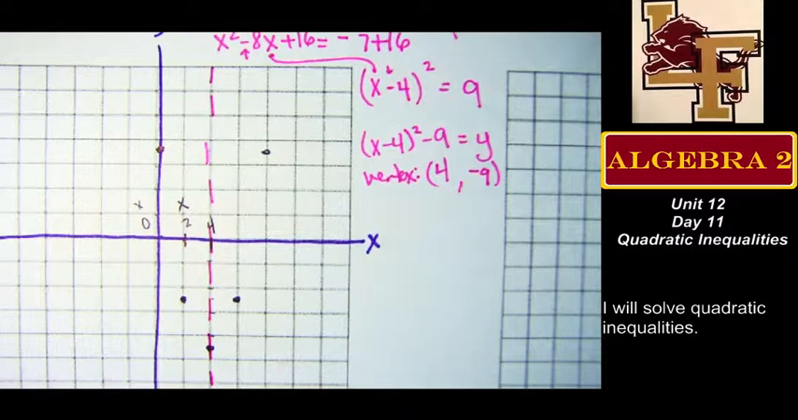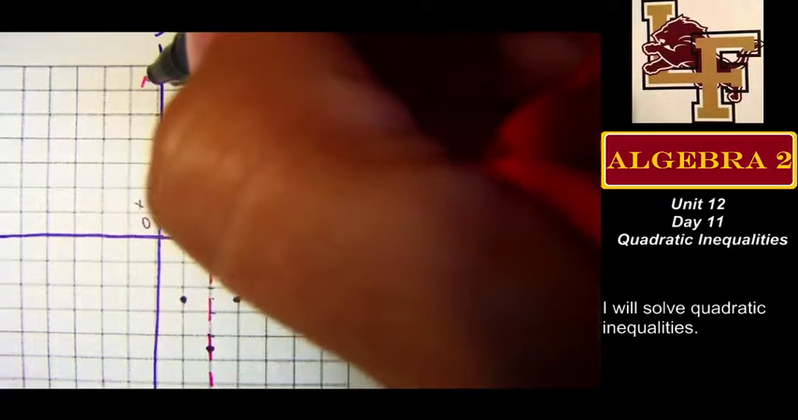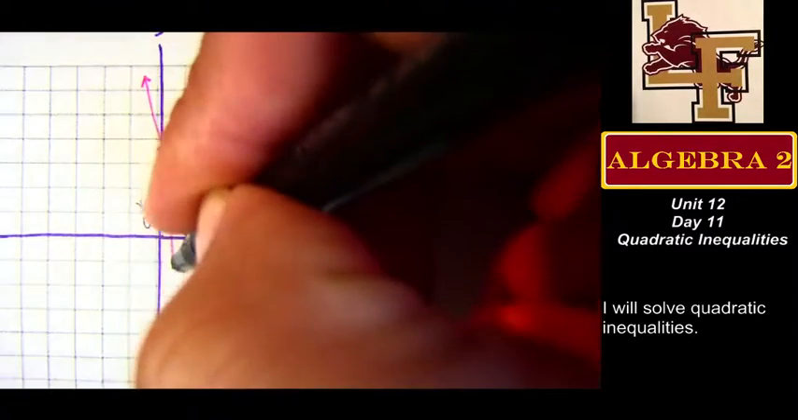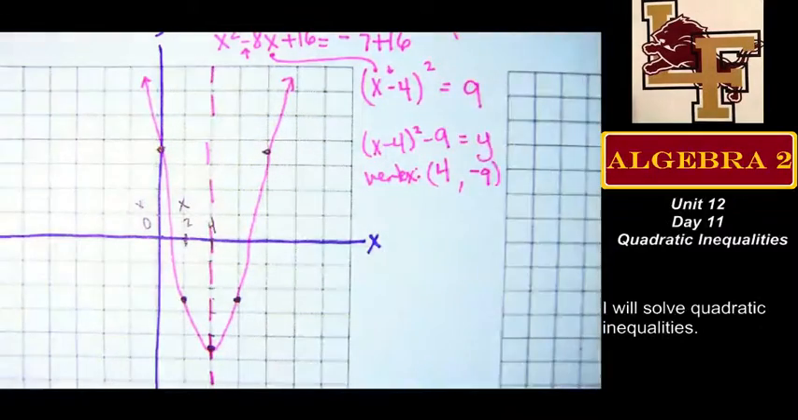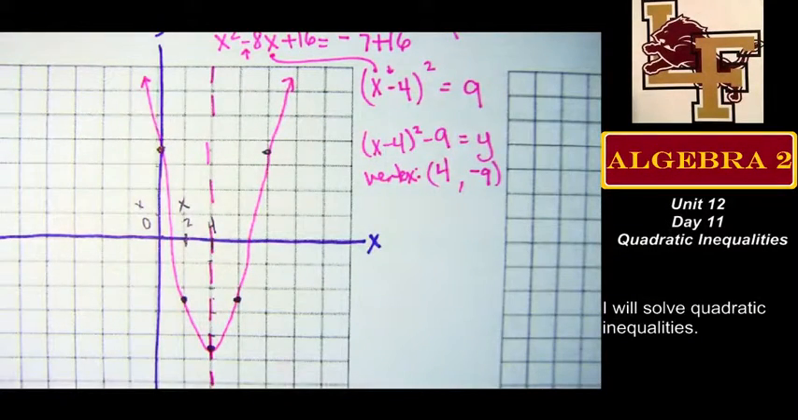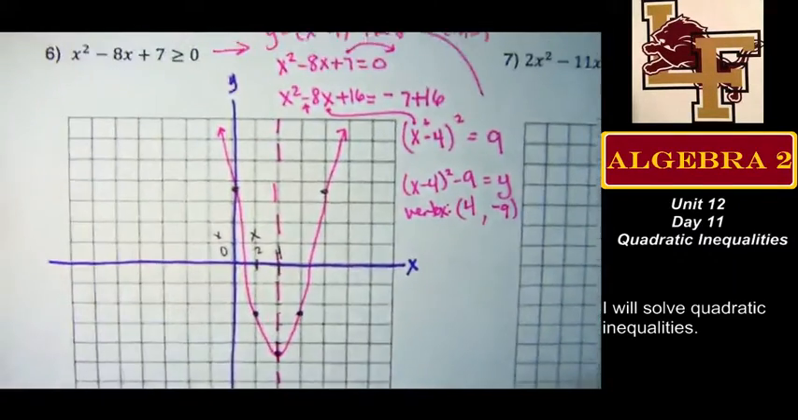I know what my parabola looks like now. Time for me to sketch it. Okay, so it's not the straightest. It's a little wobbly. But that's okay. It gives me an idea of where this thing is. Time to draw the inequality solution.